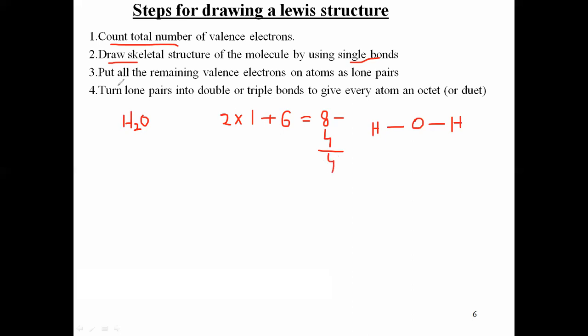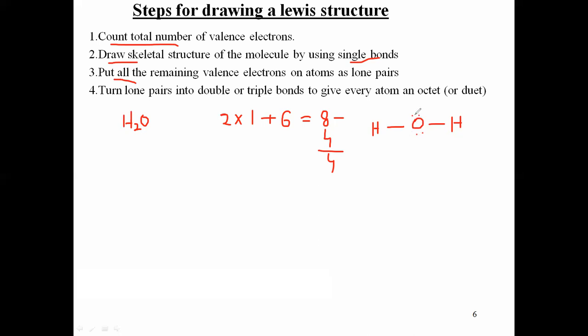So now this is the third step. Put all the remaining valence electrons on atoms as lone pairs. We can see hydrogen is there, oxygen is there. But hydrogen will not carry any lone pairs because it already completed its duet. Now these valence electrons will only be with the oxygen atom. So all 4 electrons I am putting on the oxygen atom.